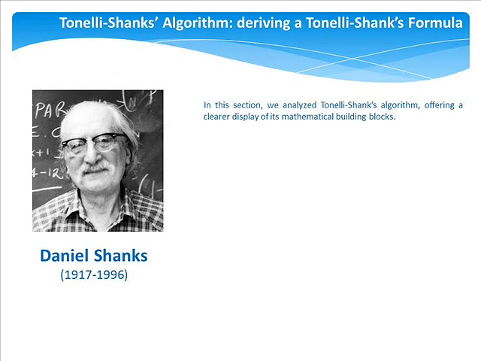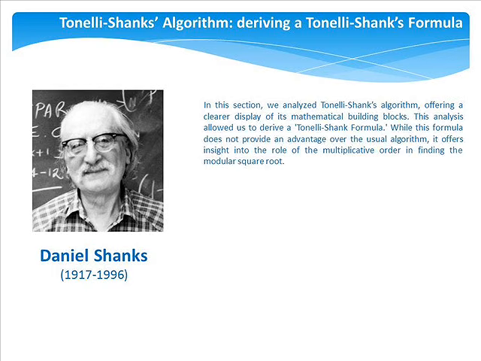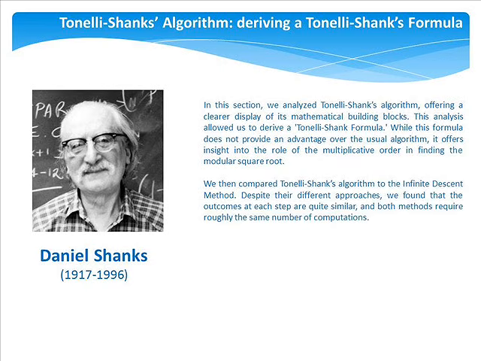In this section, we analyze Tonelli-Shanks algorithm, offering a clearer display of its mathematical building blocks. This analysis allows us to derive a Tonelli-Shanks formula. While this formula does not provide an advantage over the usual algorithm, it offers insight into the role of the multiplicative order in finding the modular square root. We then compared Tonelli-Shanks algorithm to the infinite descent method. Despite the different approaches, we found that the outcomes at each step are quite similar, and both methods require roughly the same number of computations.